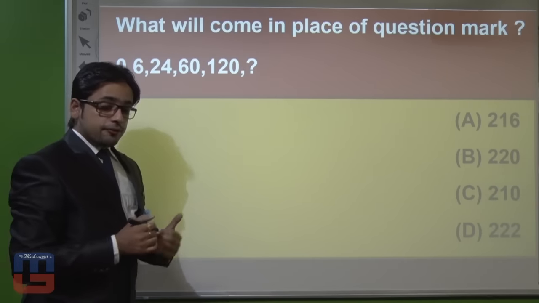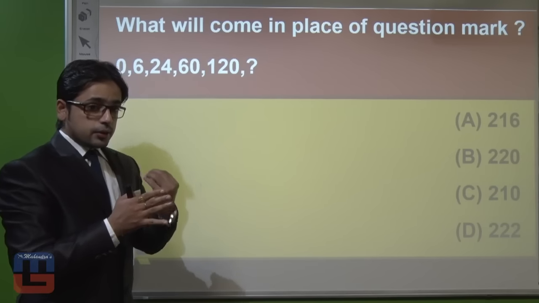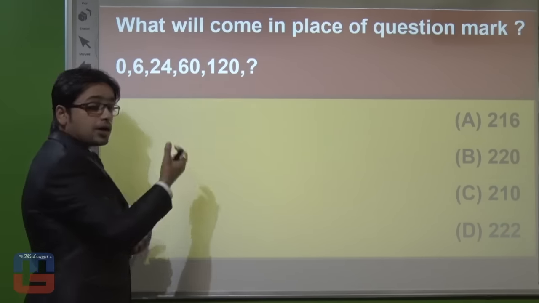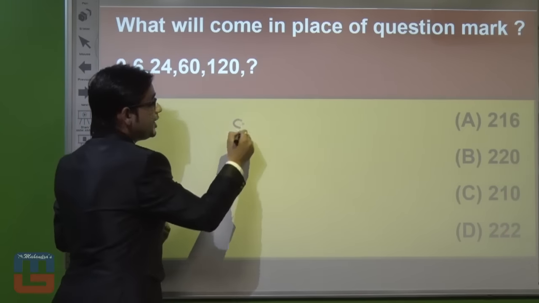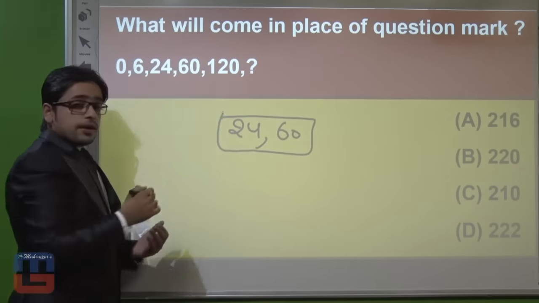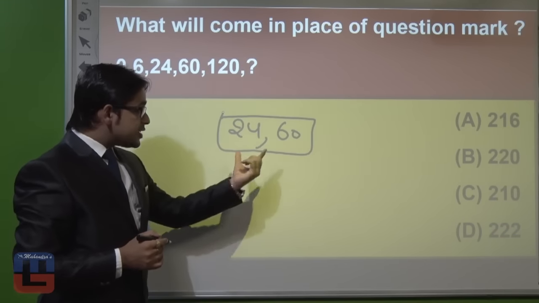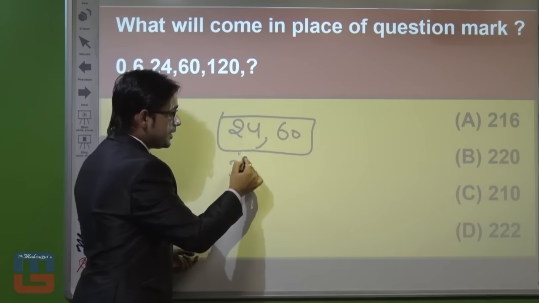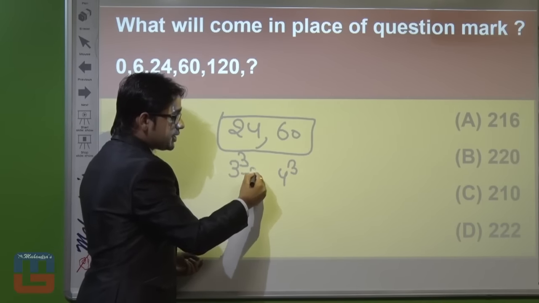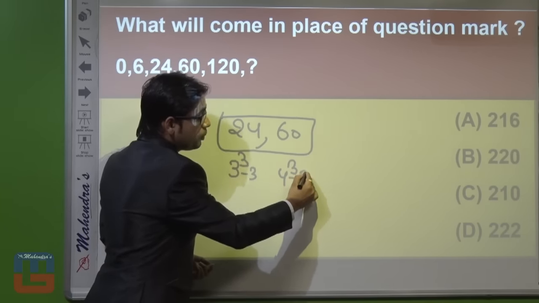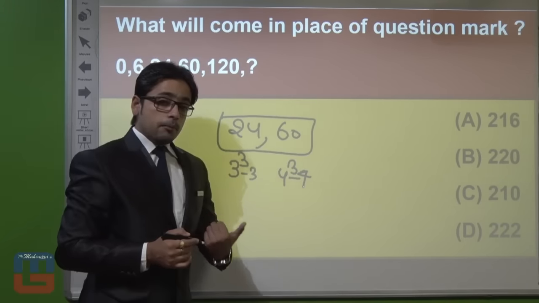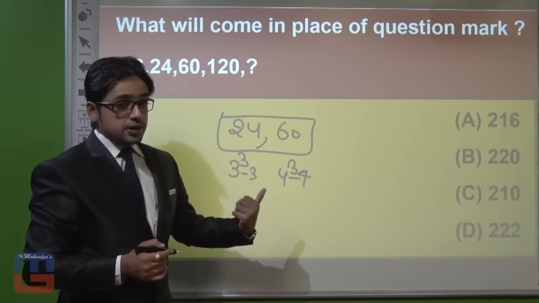As I have told you earlier, first analyze what the question is demanding from you. After analyzing the question, what will we get from here? We will get these two numbers, 24 and 60. As you can easily find, these two numbers are just near cubes, like 3 cube and 4 cube. This number is 3 cube minus 3 and this number is 4 cube minus 4. So your pattern is cube minus 3, cube minus 4.